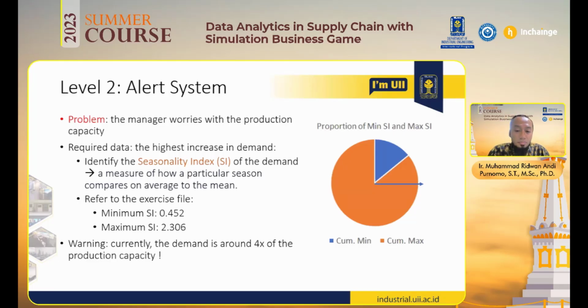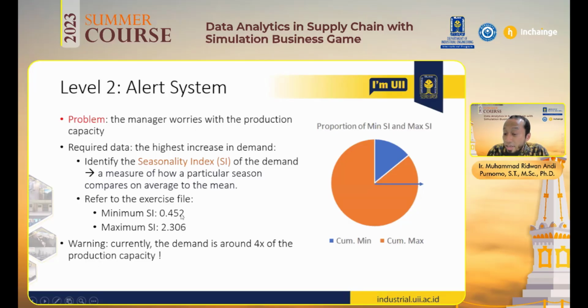Before the exercise file, or before that, let me explain based on this slide first. After we calculate the seasonal index of every month, later I show you how to calculate, or you can check my Excel file. There is a formula to calculate the seasonal index of every month. So here we know the minimum seasonal index is 0.4 and the maximum is 2.3.